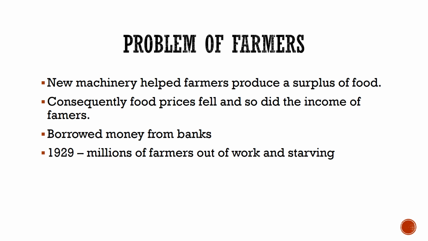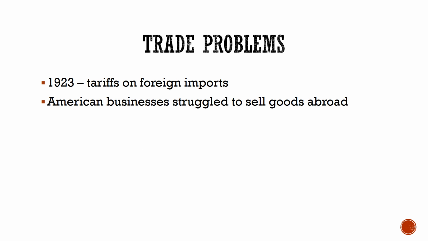As we've talked about, the farmers buy new machinery, which builds up a surplus of food, so prices fall. The farmers try and borrow money from the banks to sort that out, and it doesn't work, because when their income drops they can't pay off those loans that they borrowed from the banks. The farmers are simply thrown off their land, and by 1929 millions of farmers were out of work and starving.